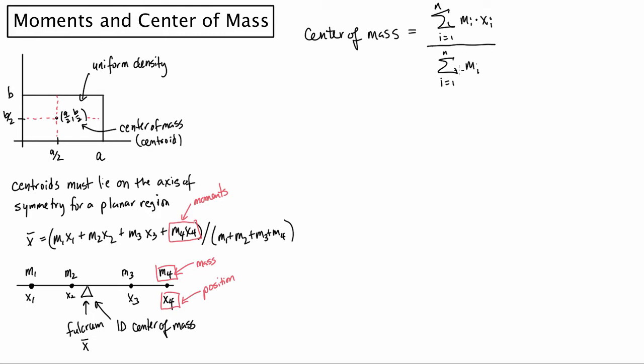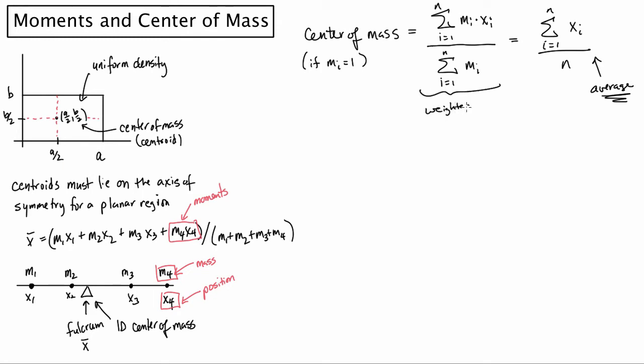And what you notice is that if all of the mi's were 1, then this formula is simply the sum of the data points, which are the positions, divided by the number of points, which in this case would be n. This is nothing more than an average, which means that the general formula is nothing more than a weighted average. And that's all the center of mass really is: a weighted average.